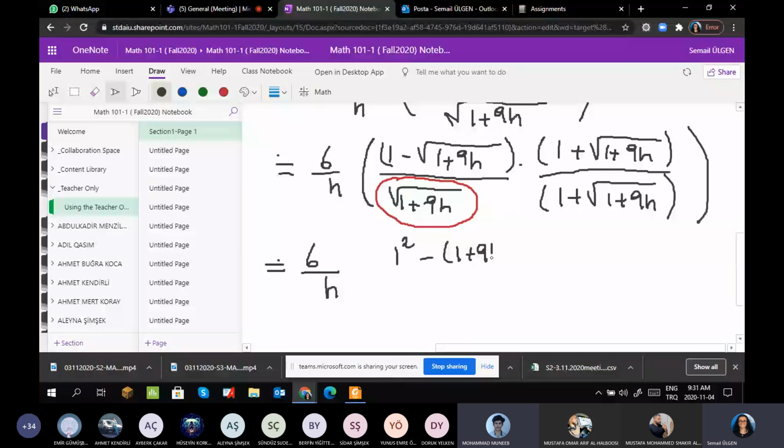Is this the rationalization we did here? That is definitely, you can say, rationalizing the numerator. We are rationalizing the numerator. We don't rationalize the denominator. The denominator is fine. It doesn't cause us any problems. What you're saying is right.